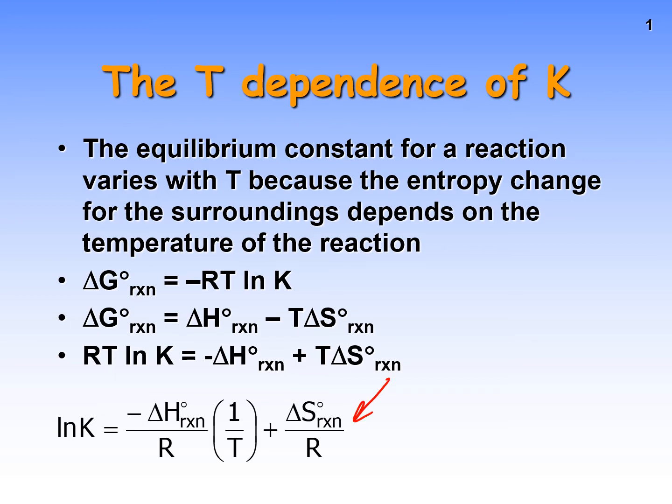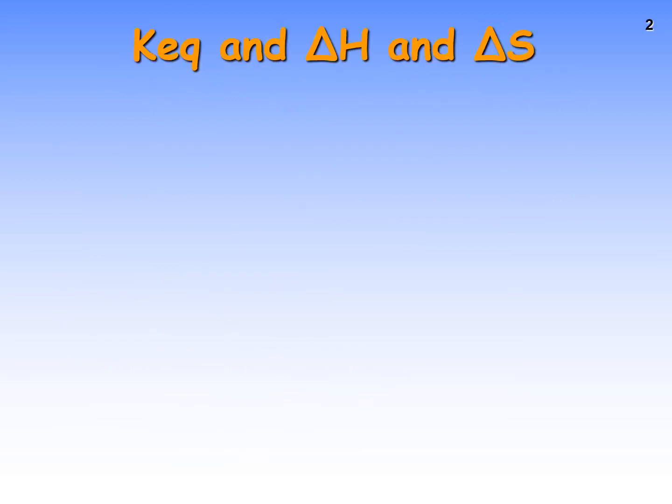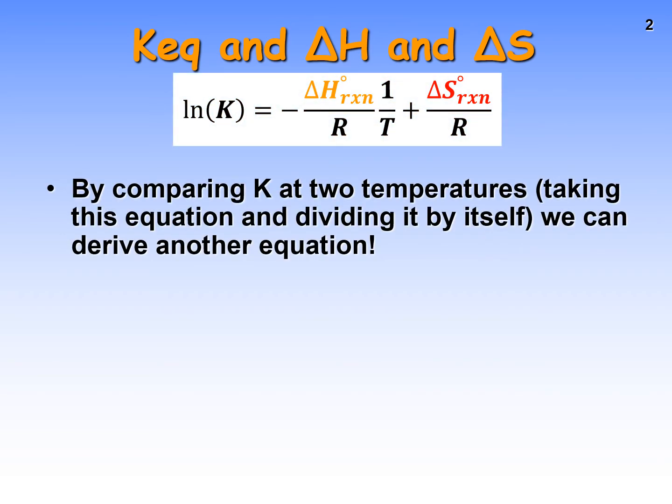Now, this equation allows us to calculate the equilibrium constant for a reaction at any temperature as long as we know both delta H and delta S for the reaction. It's a very useful equation. So, there we go, better.